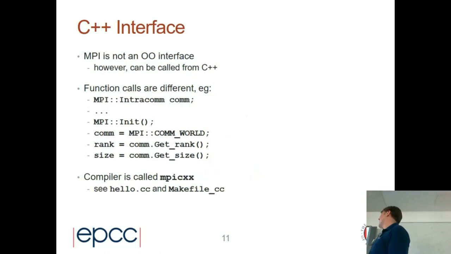Final thing, the C++ interface. MPI is not an OO interface. However, it can be called from C++. Now, in the early days, they supported a special C++ interface to MPI. I'm not a C++ programmer, but for example, the functions were methods on a communicator object. So you would do comm equals MPI_COMM_WORLD, and instead of MPI_Comm_rank, you do rank equals comm.Get_rank() and size equals comm.Get_size(). And there was a separate wrapper. Actually, apologies.